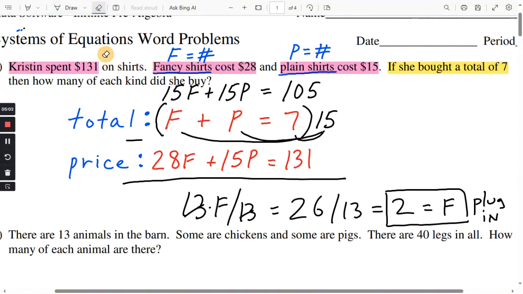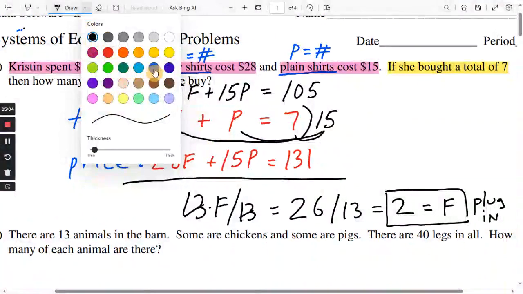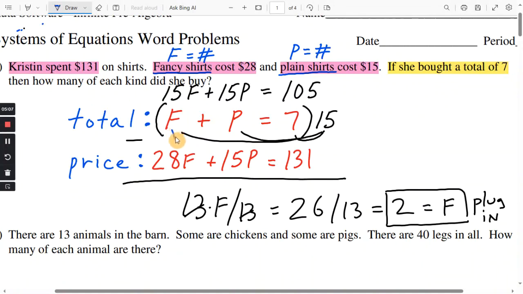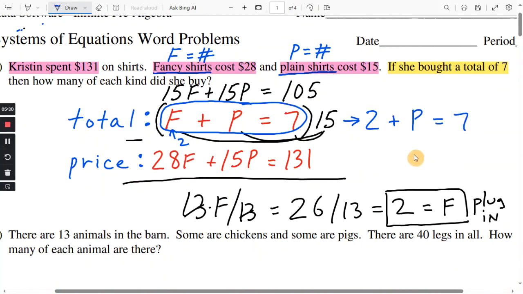So I'm going to take the F and plug it in right here. We said F was 2. So what does that give us? We're looking at this equation, F plus P equals 7. We're plugging 2 in place of F, so it's going to be 2 plus P equals 7. If you do minus 2 on both sides, P equals 5. So that's what they asked us: how many of each kind? 5 plain and 2 fancy.